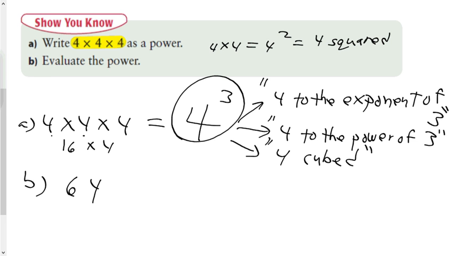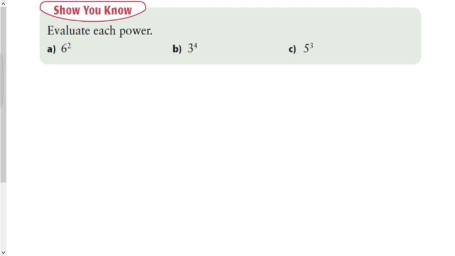Our next show, you know, in your notes. SYK2, we'll call this one. It says evaluate each power, and it gives us three powers here, A, B, and C. Actually, we're going to do a D as well. I'm just going to give you a D. No, I'm not going to give you a D. We'll come to that after. I'll just give you three.